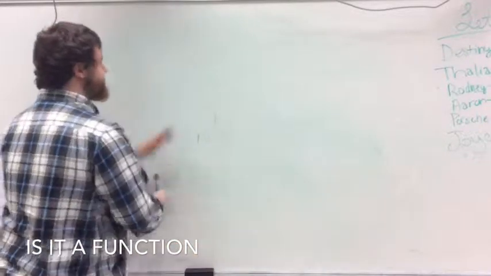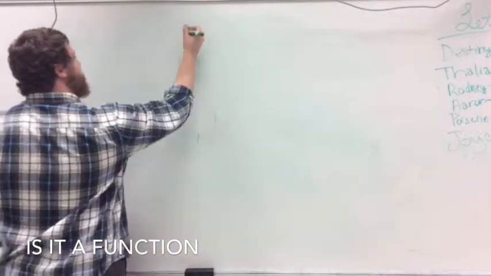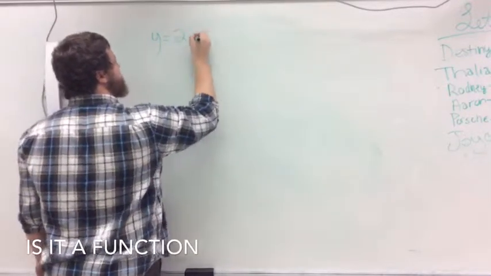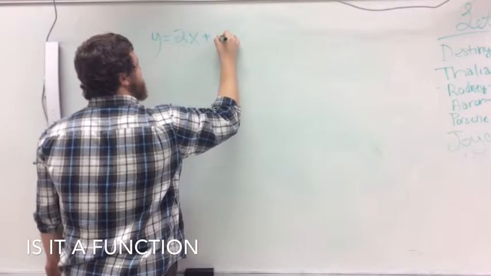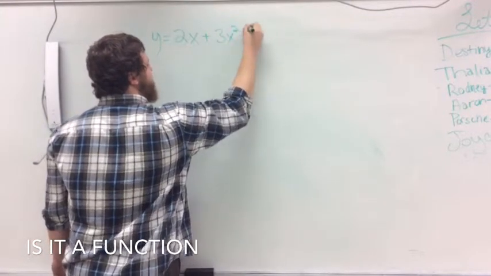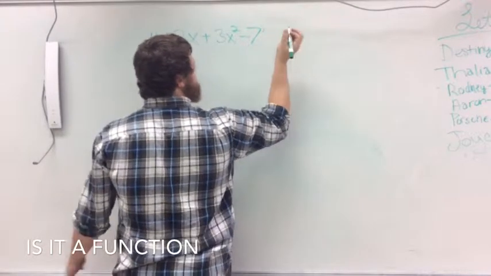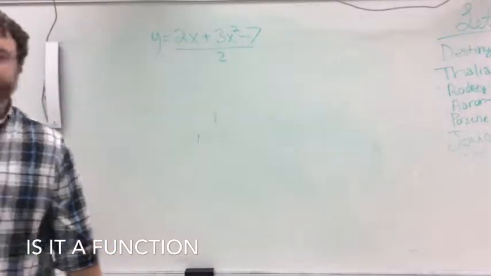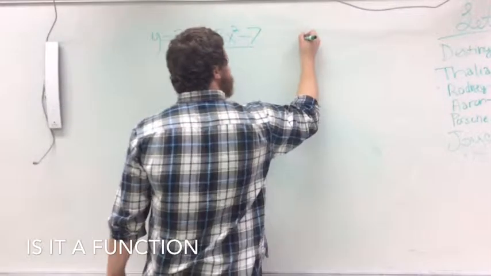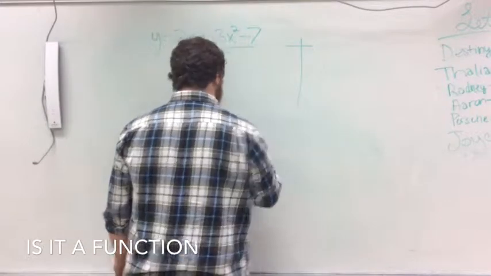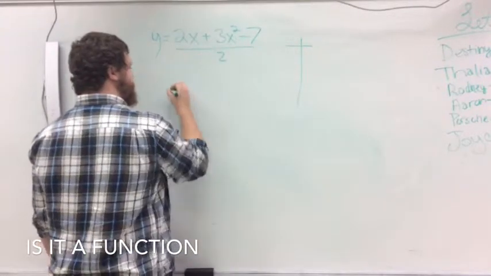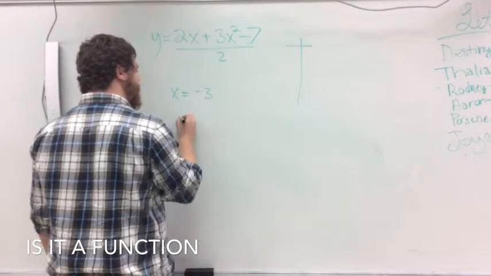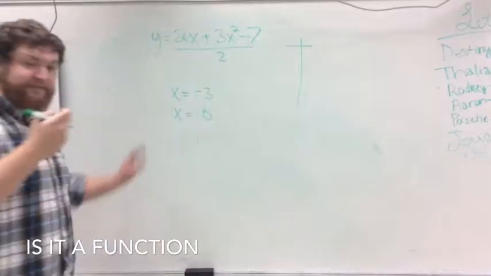My third one is this. Okay? How to do it from an equation. So let's say I've got y equals (2x plus 3x squared minus 7) all over 2. We're going to see if that's a function. Okay? And I want to know if it is a function between a certain amount of points. So let's say I want to know, is this a function between x equals negative 3 and x equals 0? Is it a function between there?